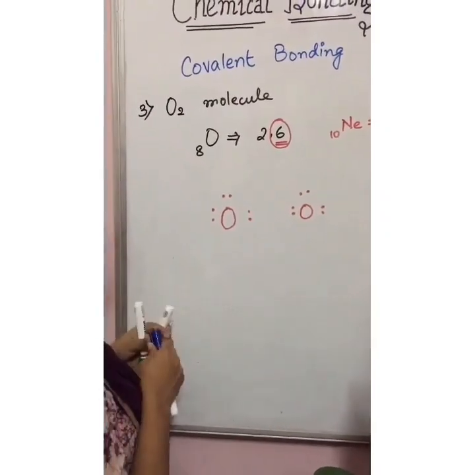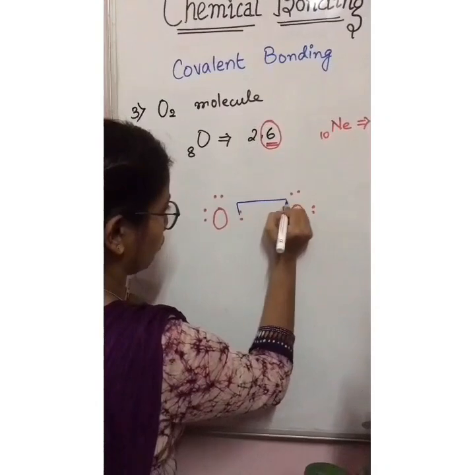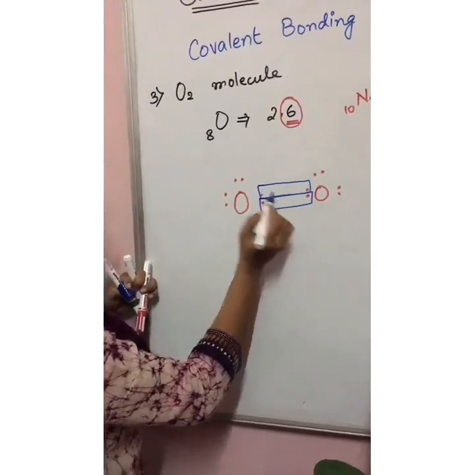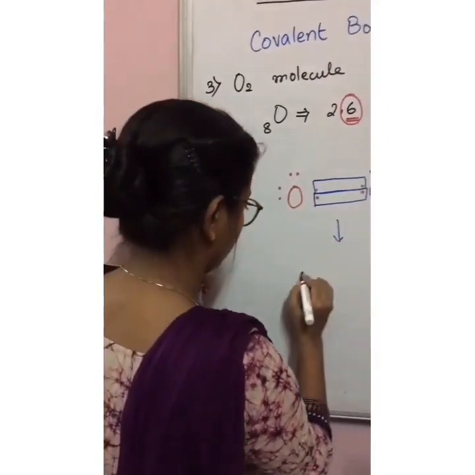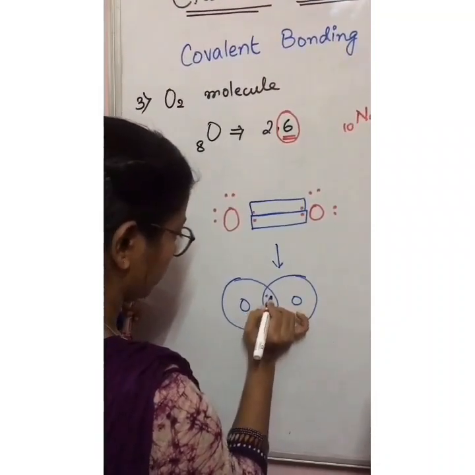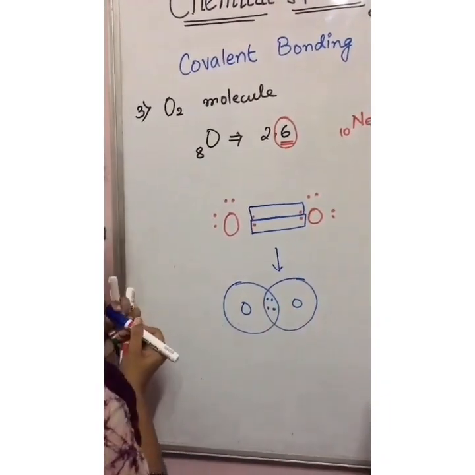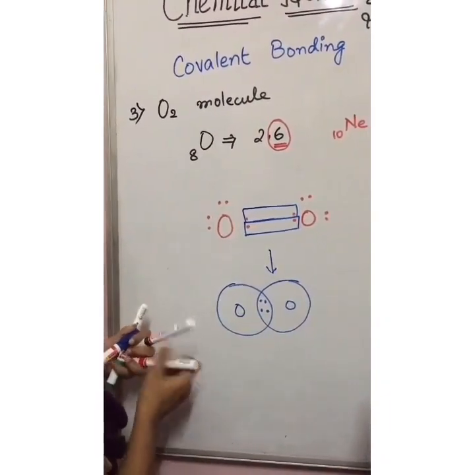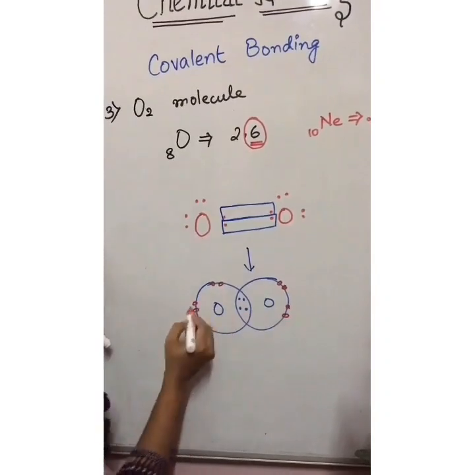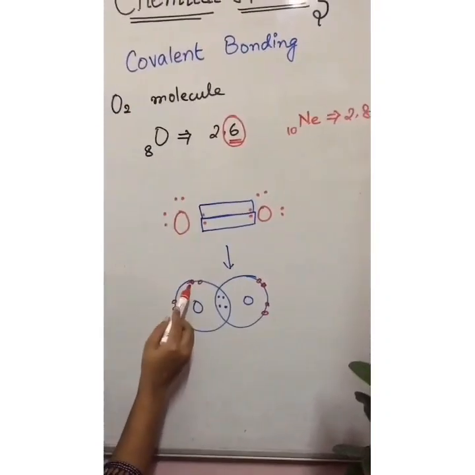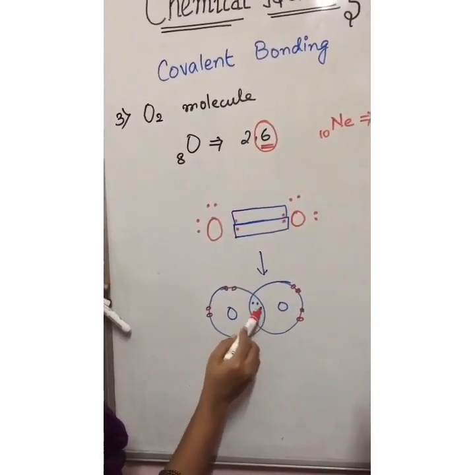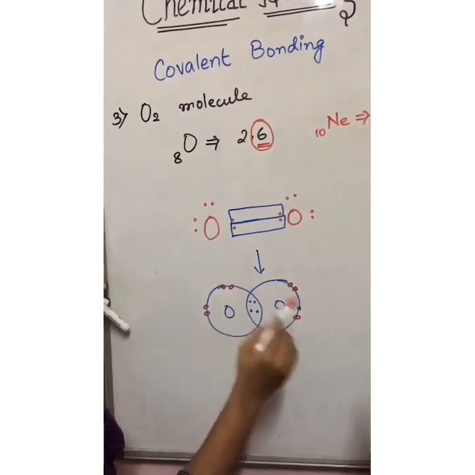Now here we see that there are 2 sharing pairs. This is one pair, another pair. So there are two pairs of electrons which are being shared. So the next picture which we get is: here we draw 4 electrons, that means 2 pairs of electrons, and the other 4 electrons of its own. So for this oxygen, how many electrons? 2 plus 2 is 4, 4 plus 4 is 8. So octet fulfilled. For this oxygen, 4 plus 2 is 6, plus 2 is 8. So both get octet fulfilled.